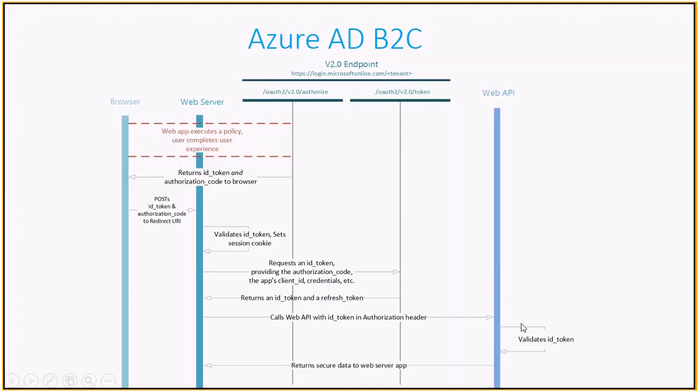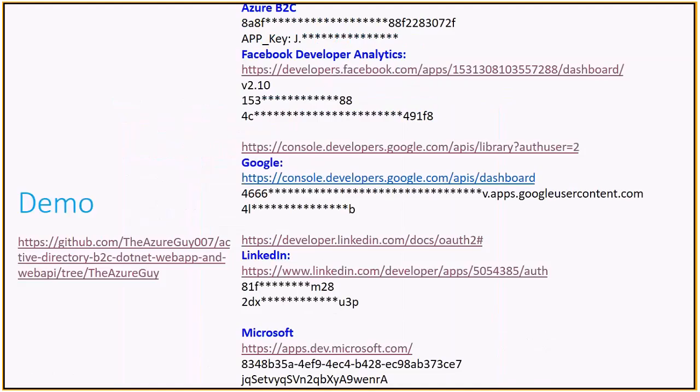Once you have the token, it validates the token and sets up the session with this particular web server. And in case the token expires, you have a refresh token. With the refresh token, it goes again to the token endpoint, gets a new token, and then presents it to the web API. So that's how the complete Azure AD B2C authentication flow works.